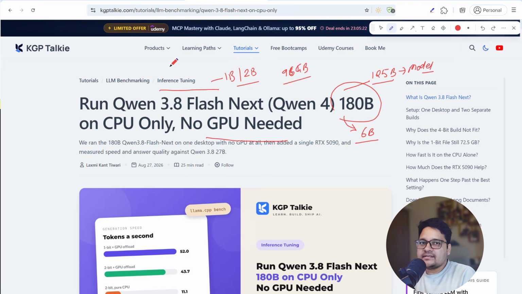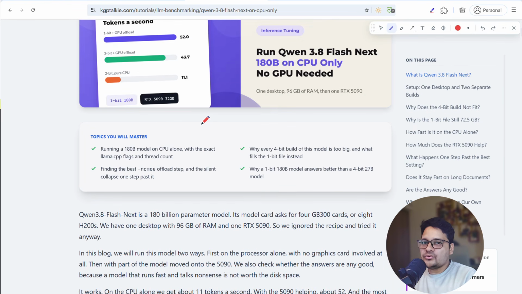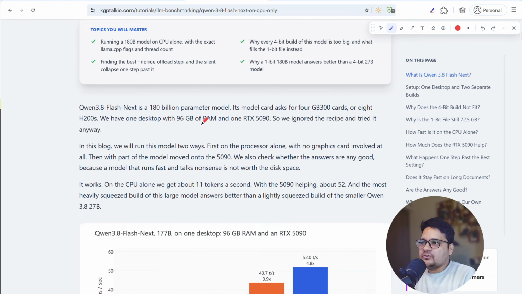Now let me give you a sneak peek of what you are going to see in this particular lesson so that you can prepare yourself. First, let me tell you what laptop or desktop configuration I currently have. I have 96 GB of RAM. Obviously you might not have this much RAM. If you don't have this much RAM in your laptop or computer, don't worry about that. You can watch this video to understand the fundamentals. Apart from that, I also have one RTX 5090. Later on, I'll show you how you can move some part of your model onto a GPU to get the maximum performance out of it.